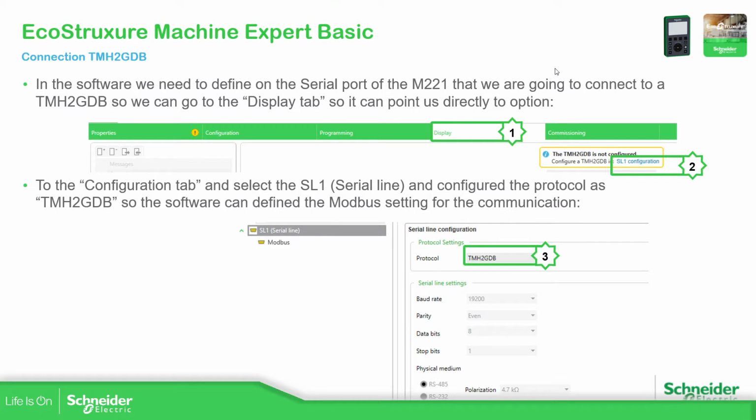In order to define the communication on the software is very simple. We just go to the display, and if we don't know where to configure, the software tells us, you just need to go over here. Click over there and it goes to the configuration tab in order to modify the protocol that you have to connect to the remote display. And then the configuration of the serial line is already defined.